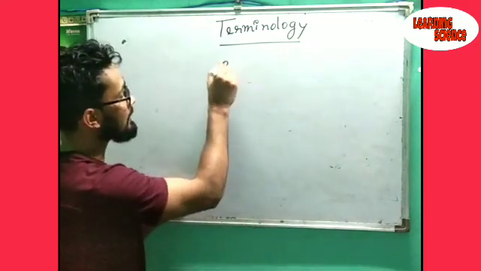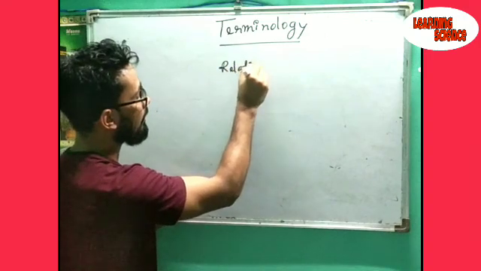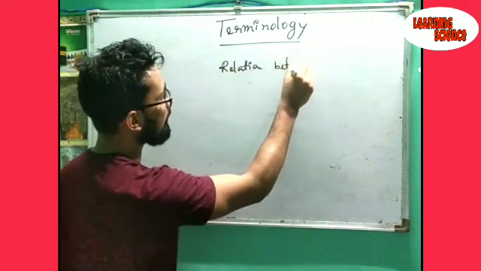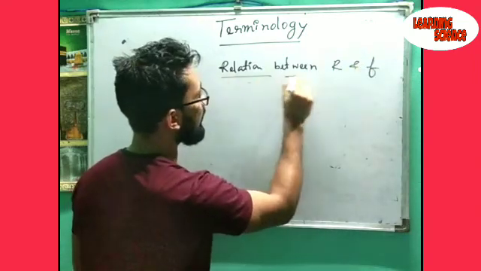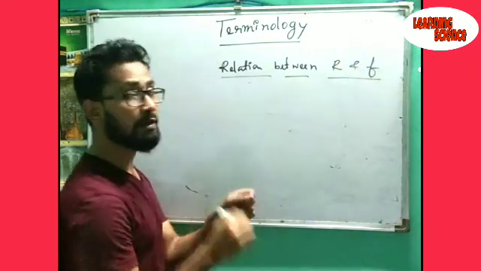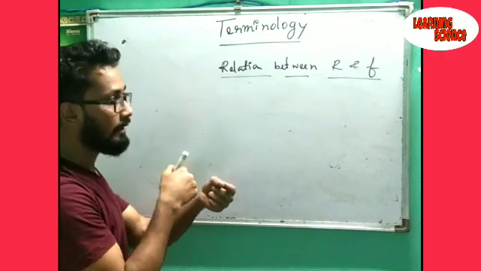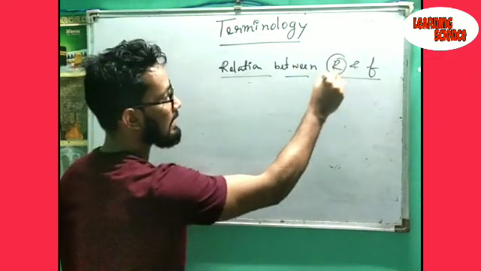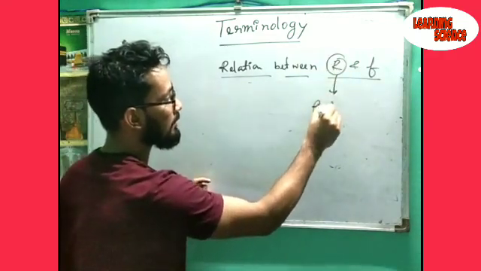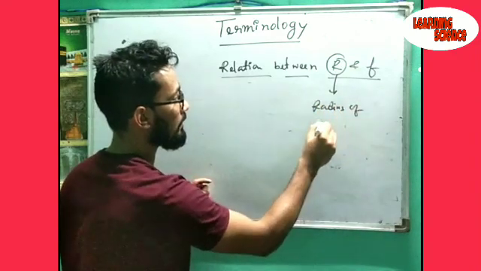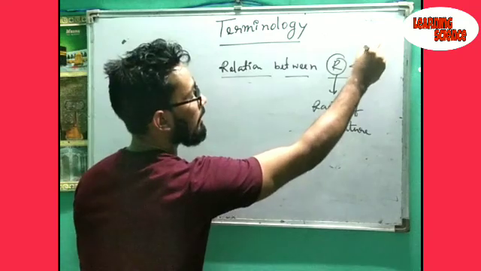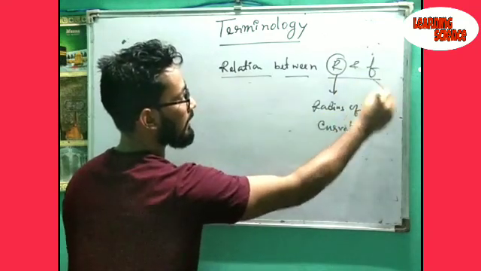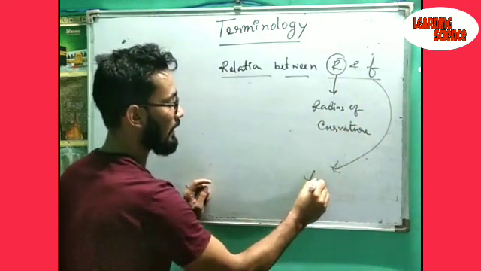The relation between R and F. If you're not understanding what R is, what F is, just pause the video and go back. R is our radius of curvature, and F is our focal length.